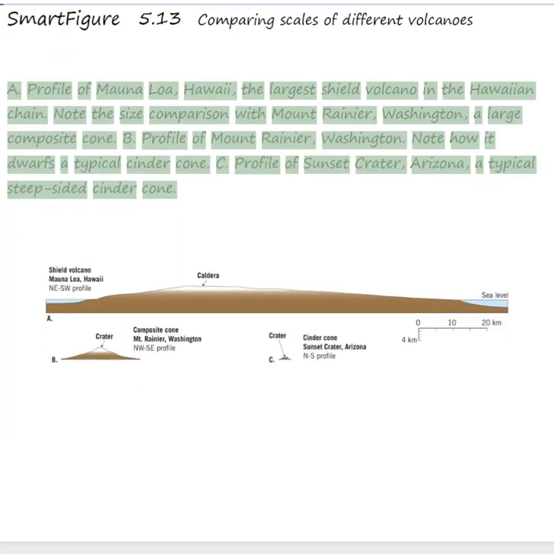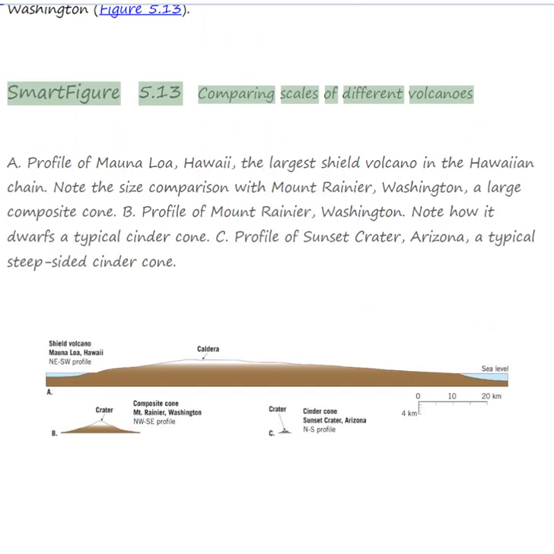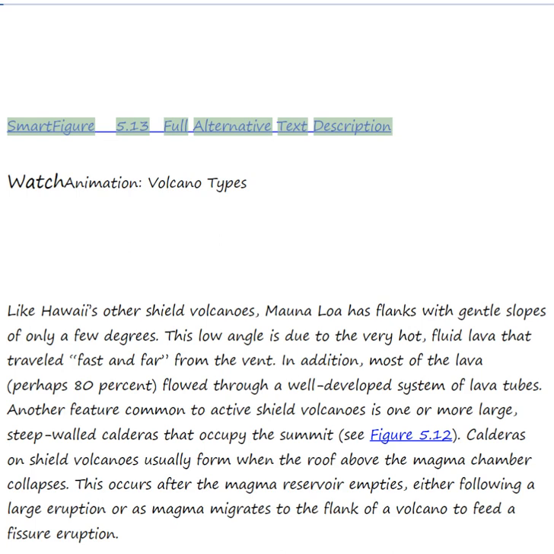A. Profile of Mauna Loa, Hawaii, the largest shield volcano in the Hawaiian chain. Note the size comparison with Mount Rainier, Washington, a large composite cone. B. Profile of Mount Rainier, Washington. Note how it dwarfs a typical cinder cone. C. Profile of Sunset Crater, Arizona, a typical steep-sided cinder cone. Smart Figure 5.13 Comparing scales of different volcanoes. Smart Figure 5.13 Full alternative text description.